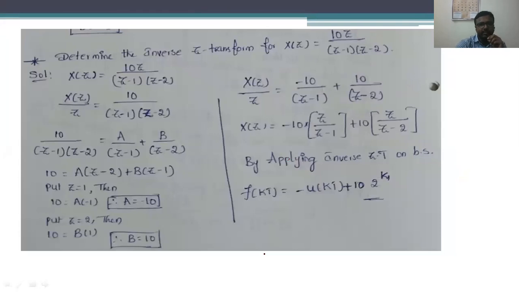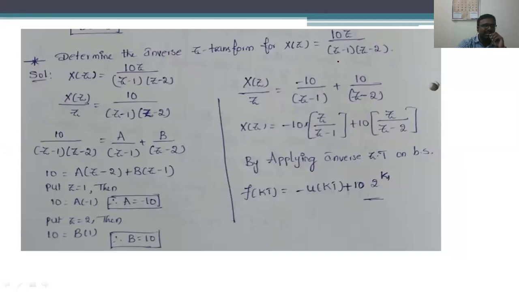Okay. This is the statement of the problem. Determine the inverse Z transform for x of z is equal to 10z divided by z minus 1 into z minus 2. Here we are able to observe two different poles, that is at z is equal to 1 and z is equal to 2.